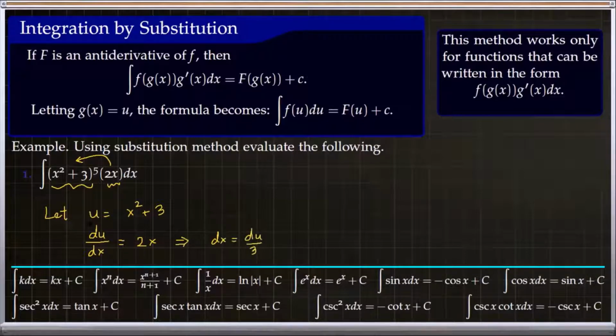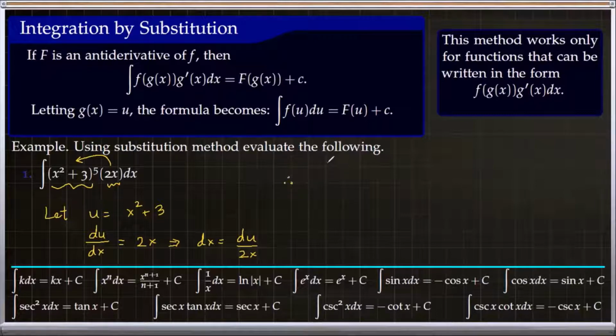Basically, we are sort of separating du and dx for the purpose of finding dx in terms of du. So we solve for dx, and that gives us dx equals du over 2x. So now we are ready to do the substitution.